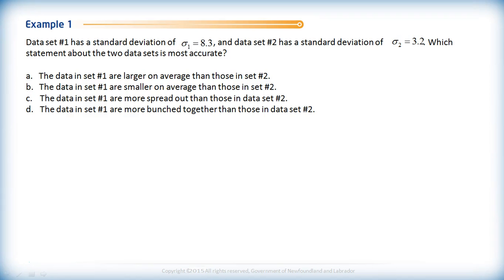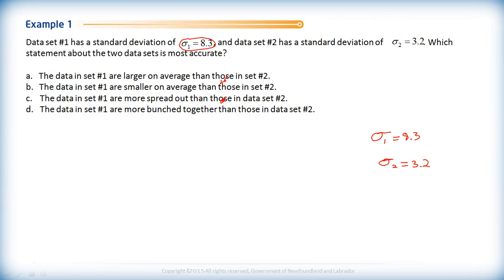All right, so here we go. First question, so just a couple of examples. We're doing some practical things here. It says data set number 1 has a standard deviation of 8.3. Notice this little funny looking symbol that we use here for standard deviation. It's like a circle with a line coming out of the top. That's called a sigma, a Greek letter sigma, and that's what we use to represent standard deviation. And it says the second data set has a standard deviation, or a sigma 2, equal to 3.2.